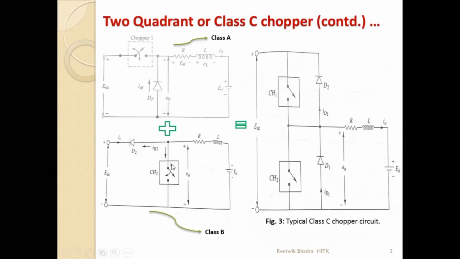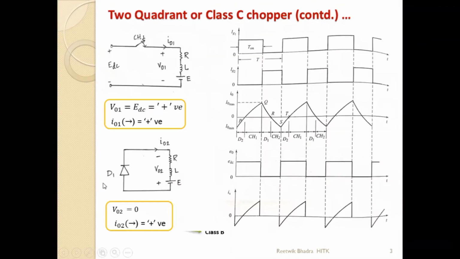When class B operates, first CH2 is on. When CH2 is on, this acts as my supply. This will drive the current through the inductor and charge the inductor. So CH2, R, L, E will remain in the circuit when CH2 is on. And when CH2 is off, this inductor will discharge through this diode to the source. So those are the two regions of study over here.